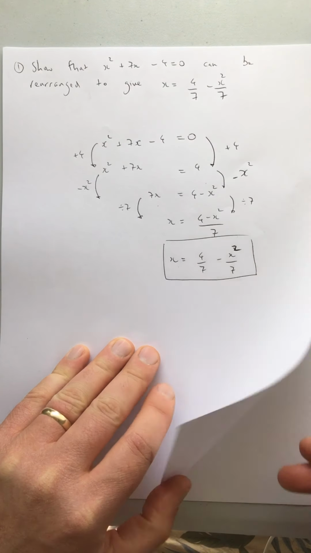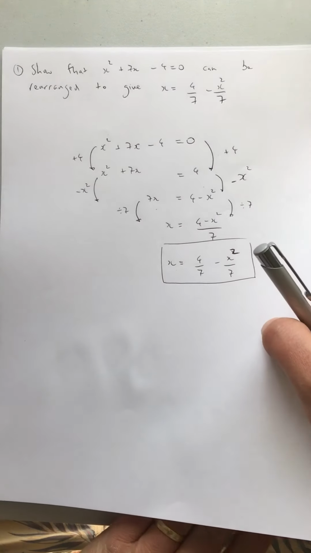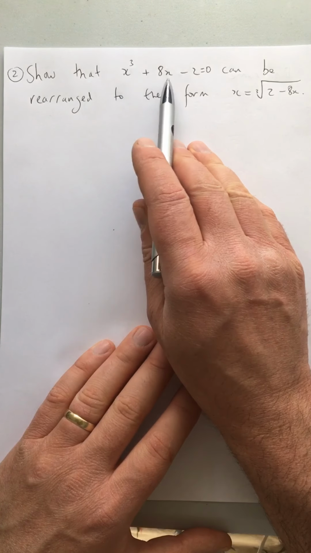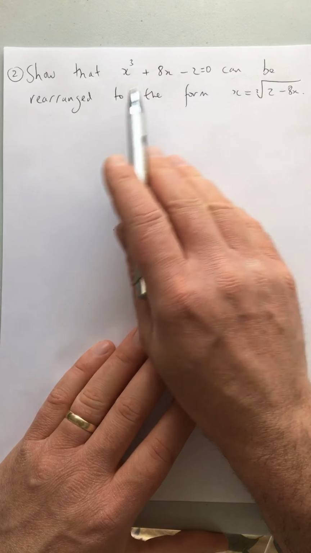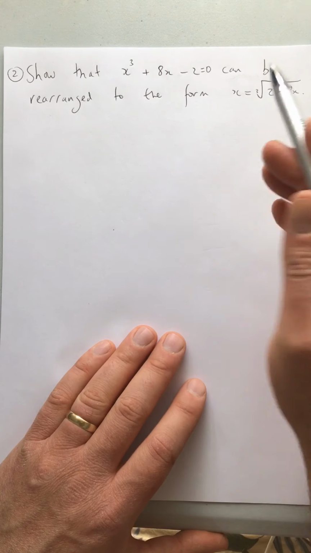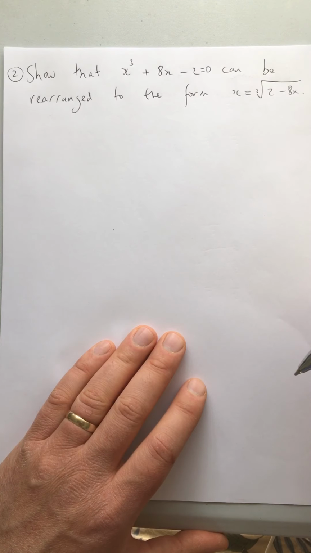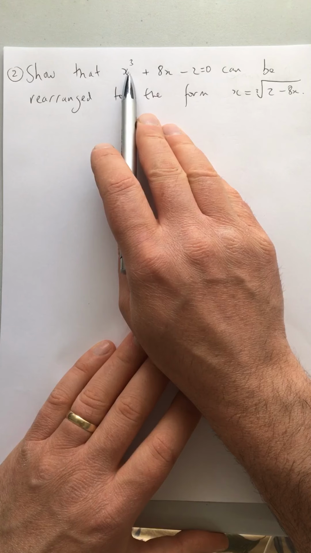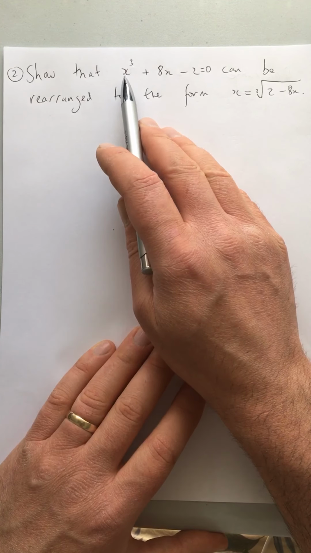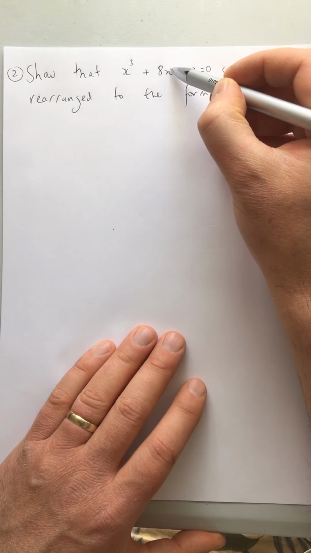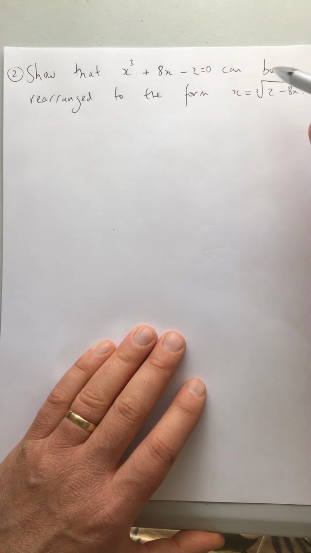Okay, so that was the first question. Now let's have a look at another one. So this time we want to show that x cubed plus 8x minus 2 equals 0 can be rearranged to the form x equals the cube root of 2 minus 8x. Now, because it involves a cube root, I know I'm going to be trying to rearrange for this x here. Let's just try and illustrate this a little bit. I'm going to do it deliberately wrong, and I'm going to rearrange for this x, and you'll see I don't get anything like this format.